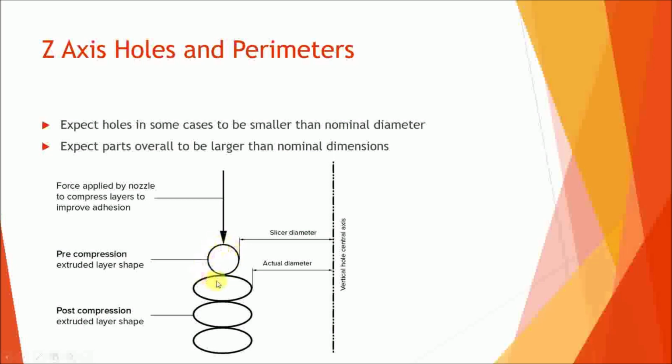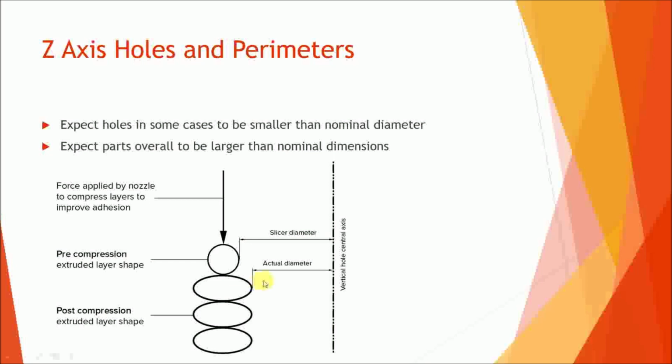So if this is a hole, you can see your center line on the hole. So this is what's going on in the slicer. But once the part is printed, this is actually what's going on. So you can see the layers compressed, and it gets wider. It oozes out a little bit. So the diameter of this hole is going to be smaller.